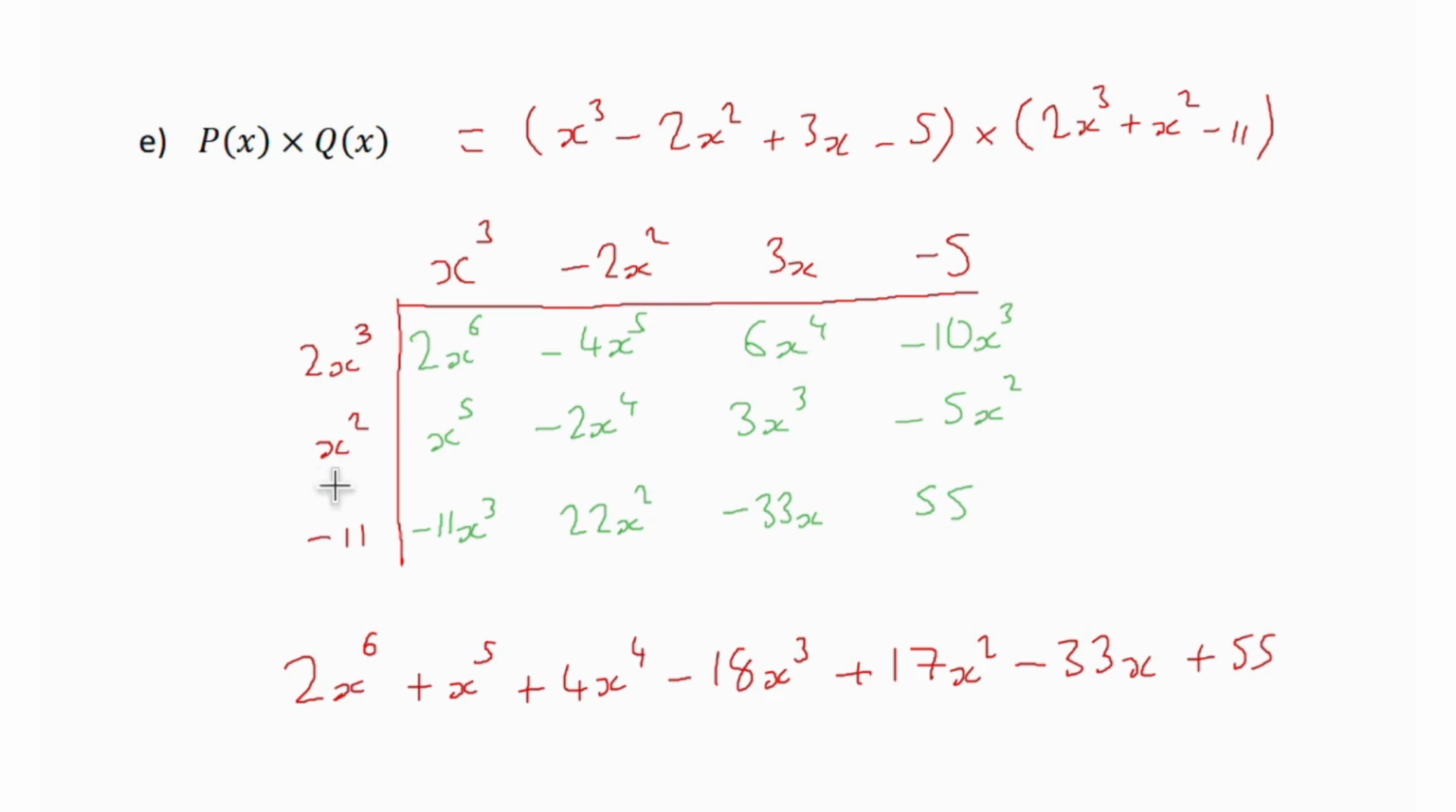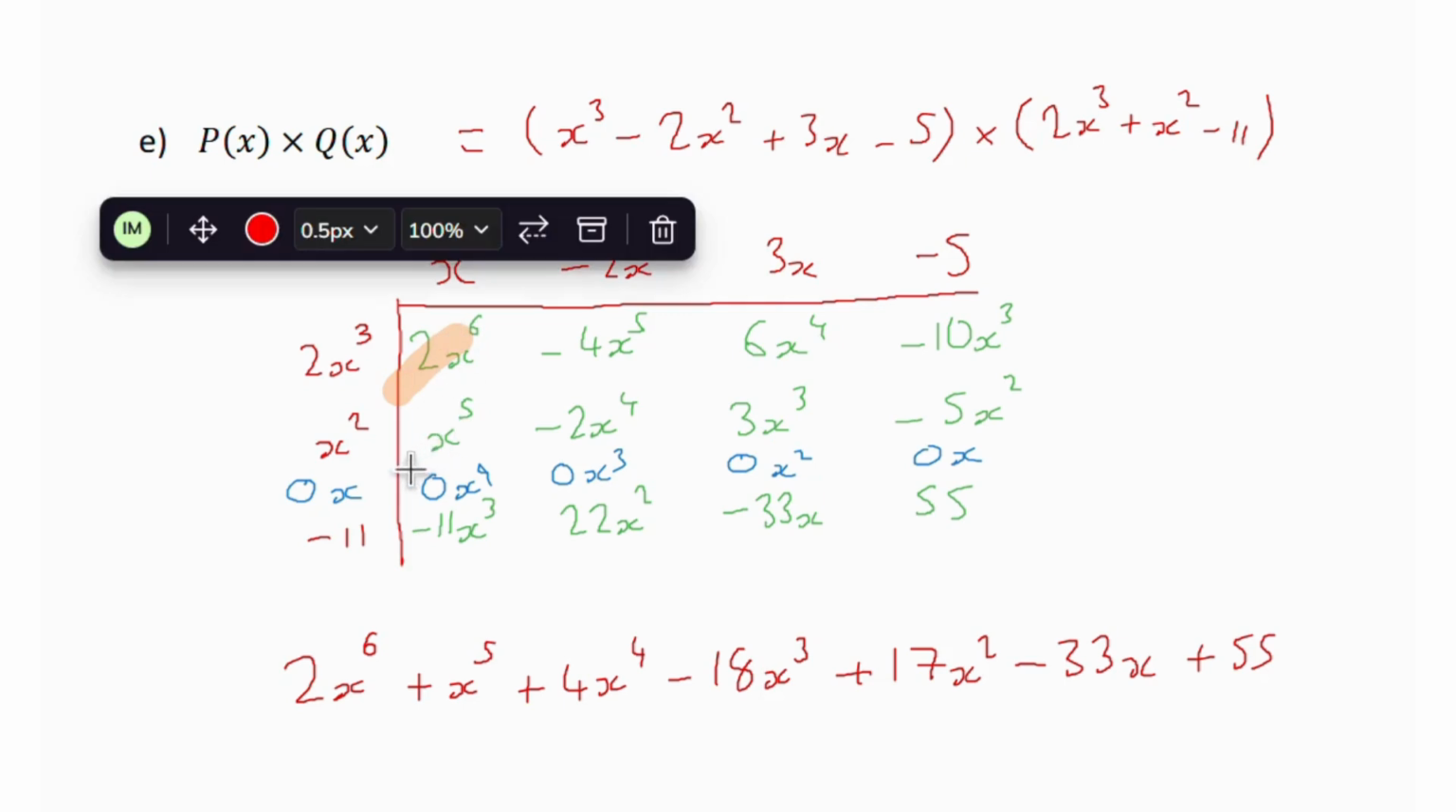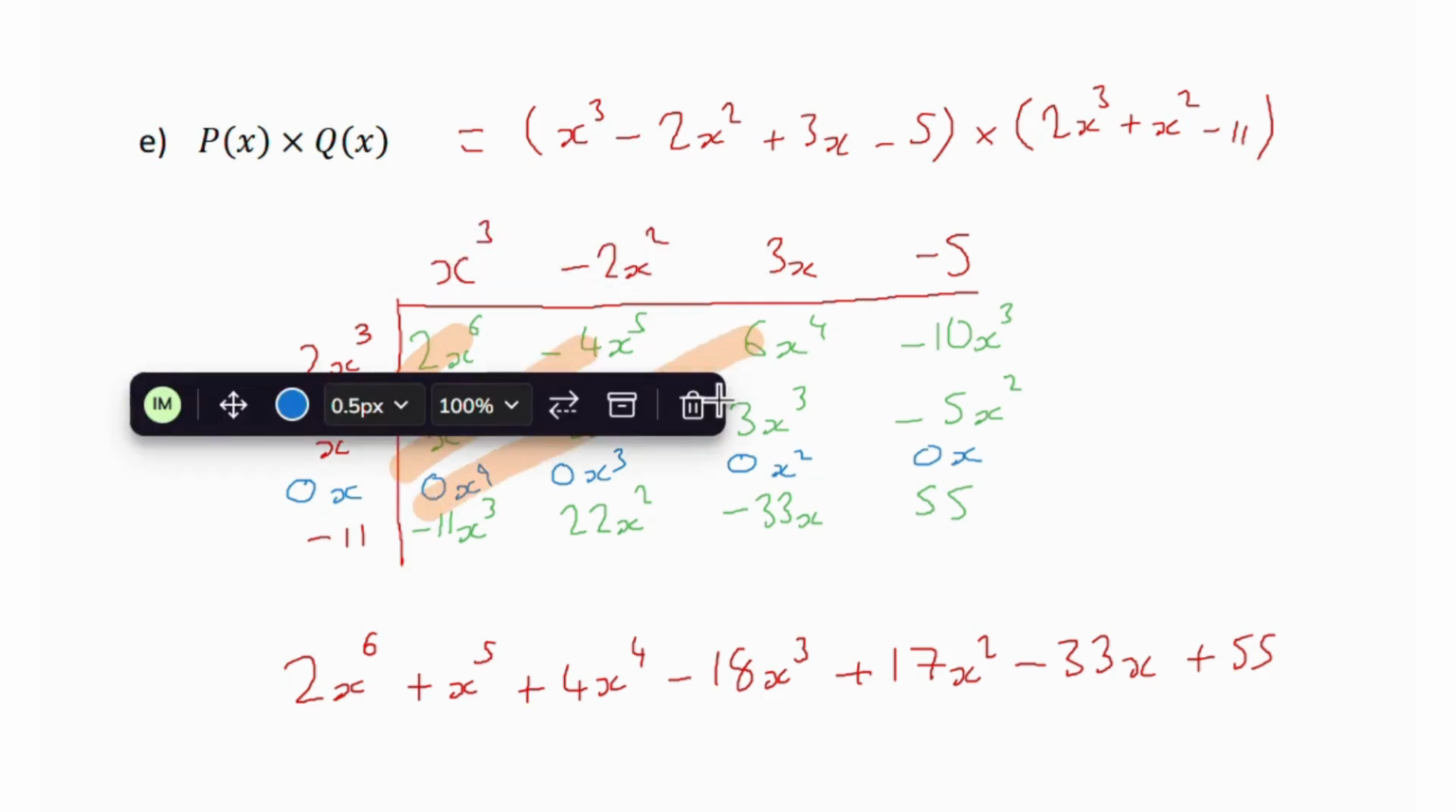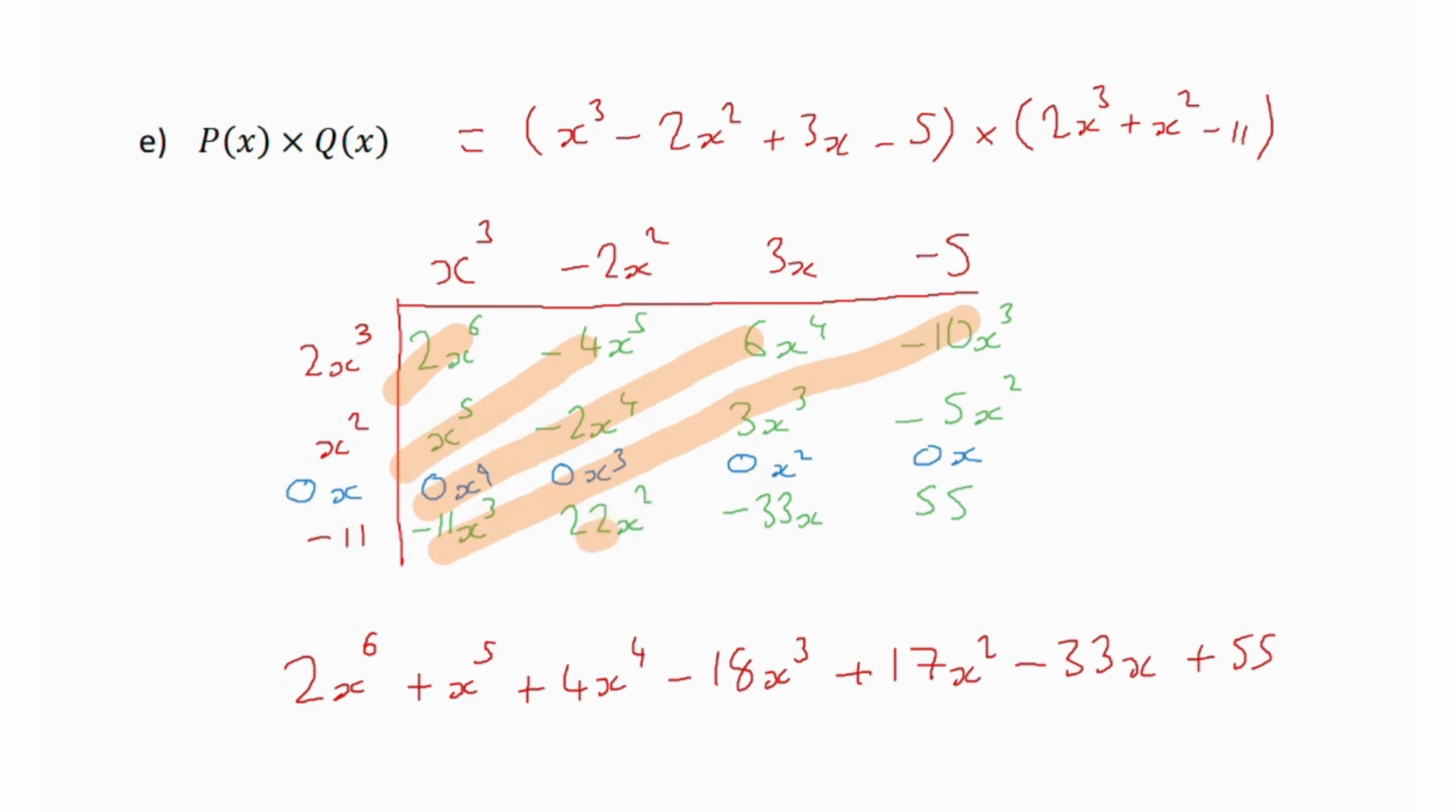Now what you might have noticed is here I didn't have an x to the 4 term. If I put that in, we notice something else. Here I would have ended up with 0x to the 4, 0x cubed, 0x squared and 0x. And the only reason I'm highlighting this now is because this is quite a helpful thing when we come back to division, because you will notice that across the diagonals going along here, we now have all the same powers. And when we come to division, that's a very useful thing to know.